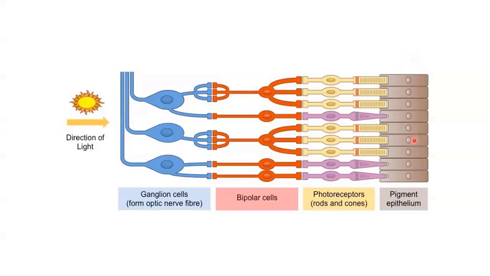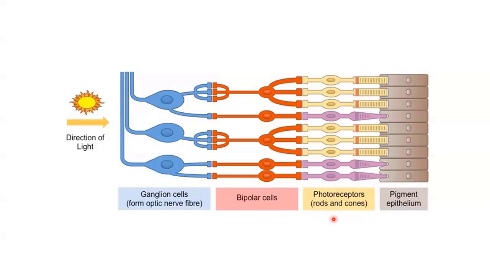This layer here we call the retinal pigment epithelium. And the retinal pigment epithelium contains melanin, which is a pigment which absorbs and filters light. From there, the light is absorbed by our photoreceptors, which are either rods or cones.